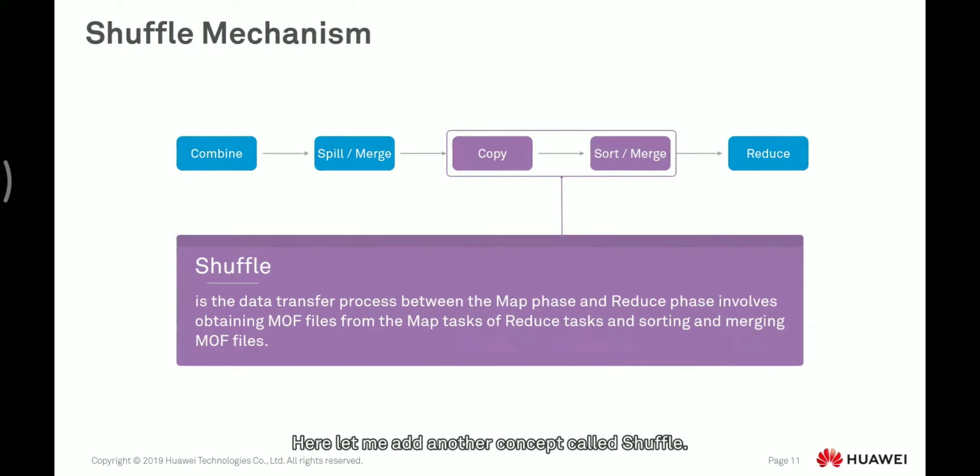Here, let me add another concept called shuffle. It's the data transfer process between the map task and the reduce task, in which reduce tasks copy MOF files from the map tasks and then sort and merge the MOF files.